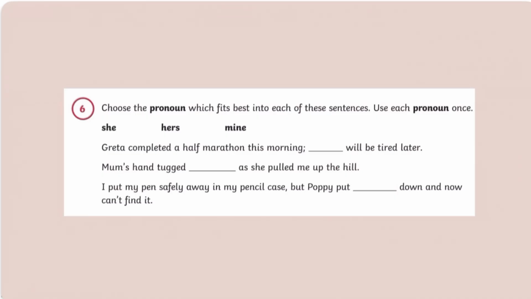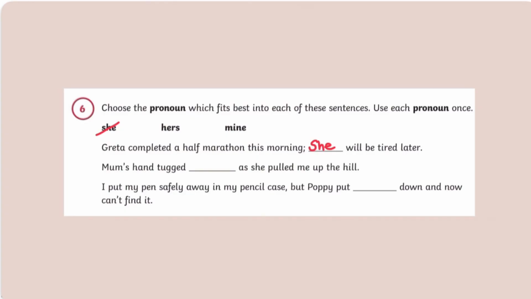Next question. Question 6. Choose the pronoun which fits best into each of these sentences. Use each pronoun once. And again, this is a nice one because we can trial all of them and see which one fits the best. So Greta completed a half marathon this morning. She will be tired later. Hers will be tired later, mine will be tired later, and we can see that she would be the correct answer. And to make sure we don't use it again, cross it through.